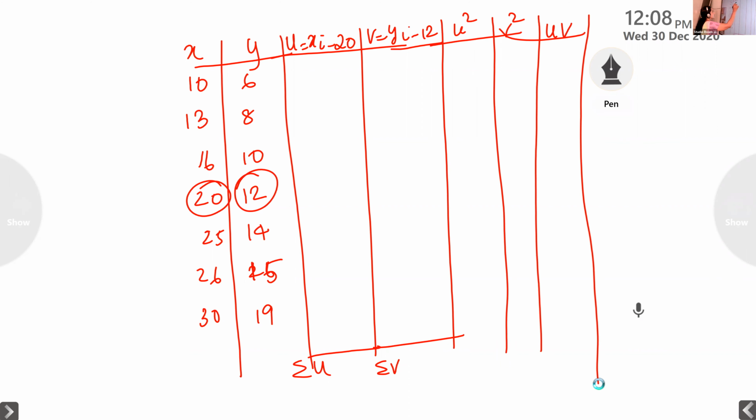So it is 10 minus 20, which is minus 10, then minus 7, minus 4, 0, 5, 6, 10. So I think sigma U will be 0, isn't it? Similarly, sigma V: minus 6, minus 4, minus 2, 0, 2, 5, 5, 2, 3, 7. What about sigma V? That is also 0.